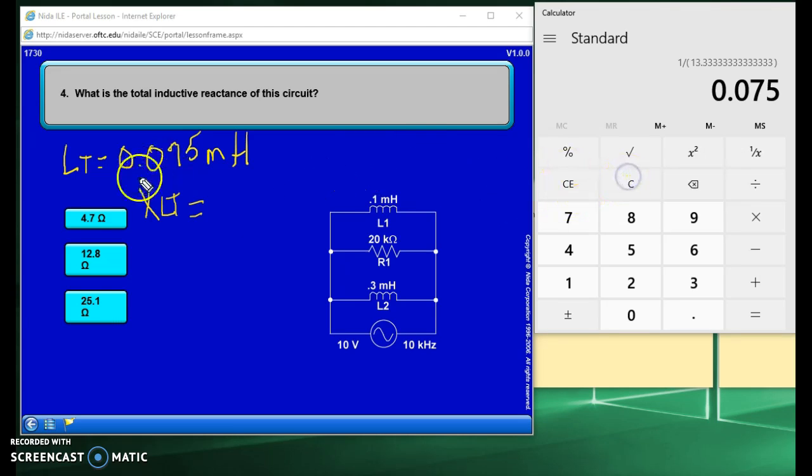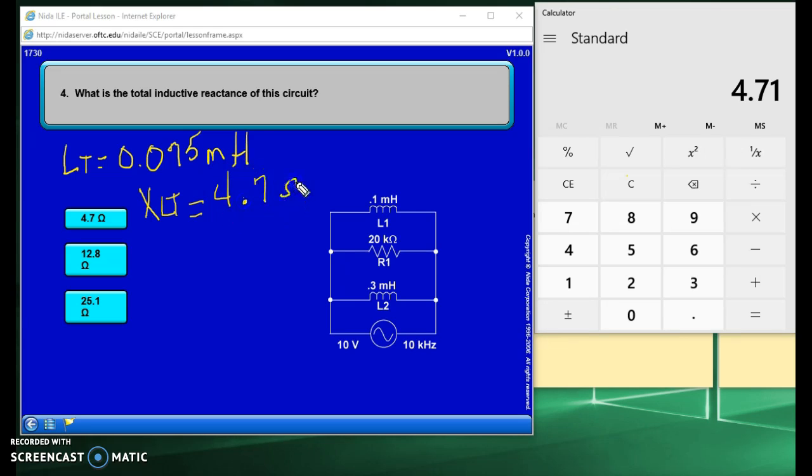Let's come over here and clear our calculator. Clear. 2 times 3.14, 2 pi, times frequency, which is 10K. And we're in K, we're in millis, so we don't have to worry about that, they cancel. So I'm going to say times 10 times 0.075. So that matches. The total inductive reactance is 4.71 ohms here. We already see that answer is there. That's what we're looking for.